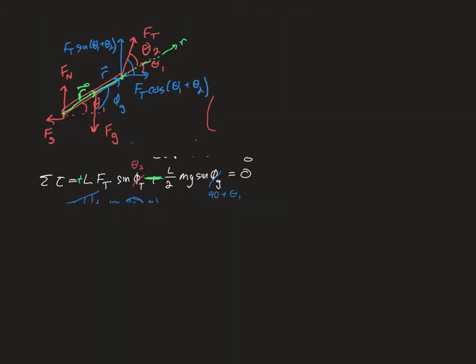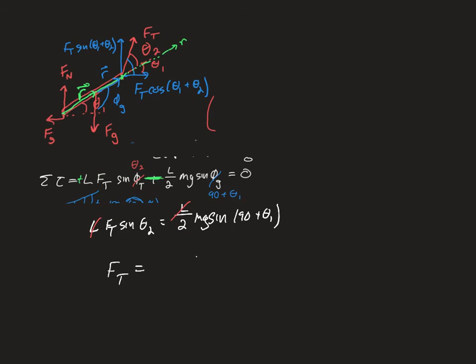Okay, so there's my free body diagram and the equation that I used to find the torque, and now I can just solve this for F_T. I'll do this in a couple of steps. First I just have L F_T sine theta 2, and I'm going to move that other thing to the other side, so this is going to be L over 2 mg sine 90 plus theta 1. Then I have L's on both sides, so I can cancel those. And then I just want to divide by sine theta 2.